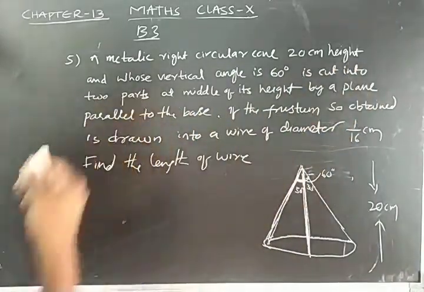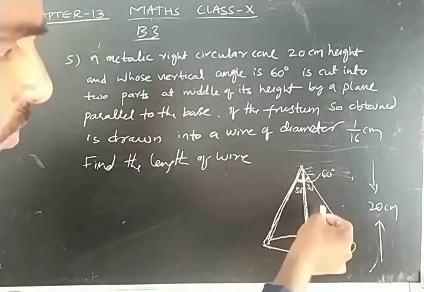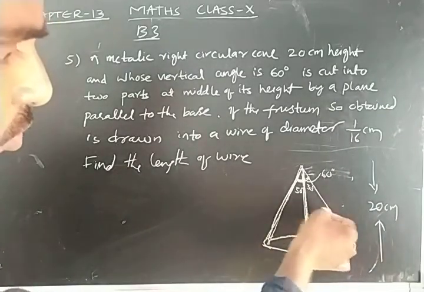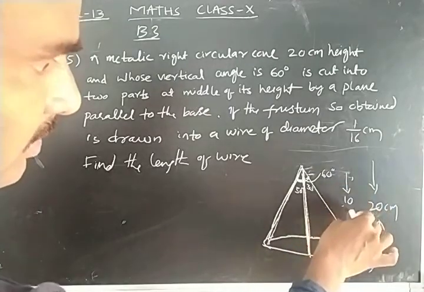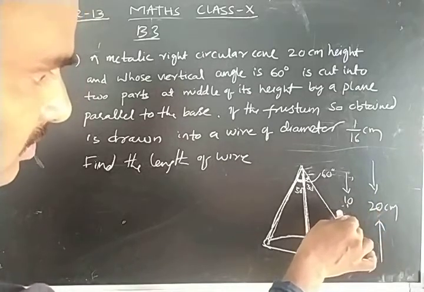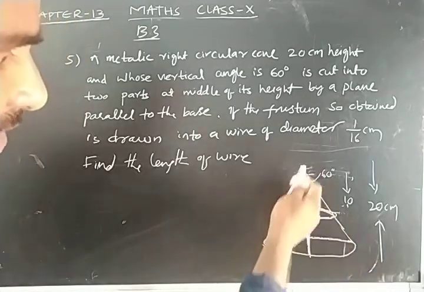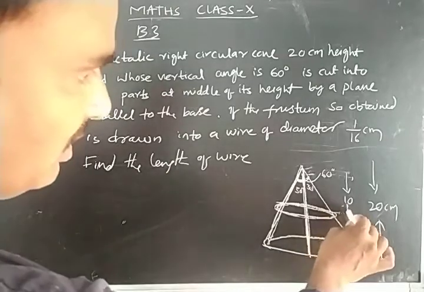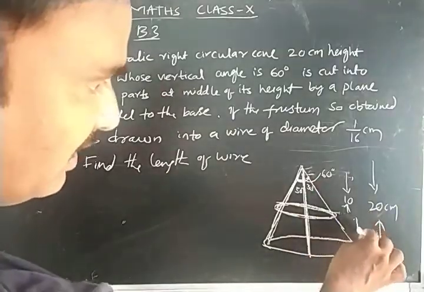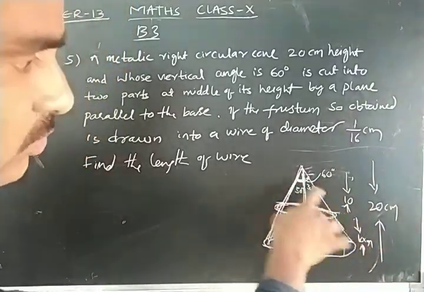The cone is cut into two parts at the middle of its height by a plane. So total height is 20 centimeters, and at 10 centimeters I am cutting the cone using the plane. You will get like this. The bottom part is the frustum of the cone and the above part is the smaller cone. Up to here is 10 centimeters height of the smaller cone, and the frustum height is also 10 centimeters.